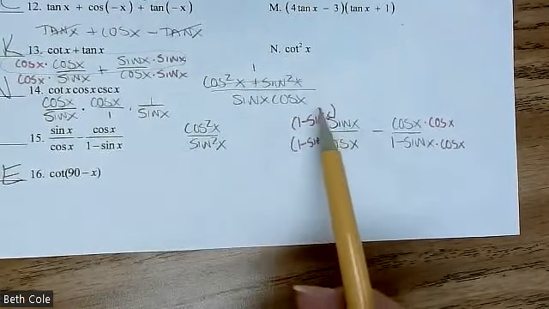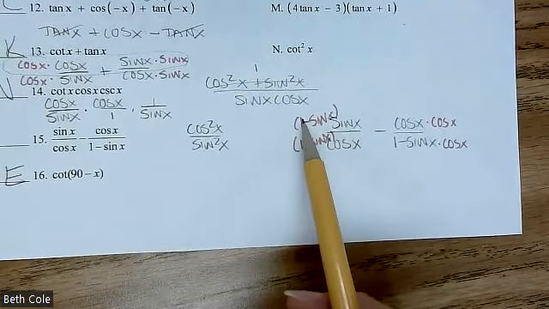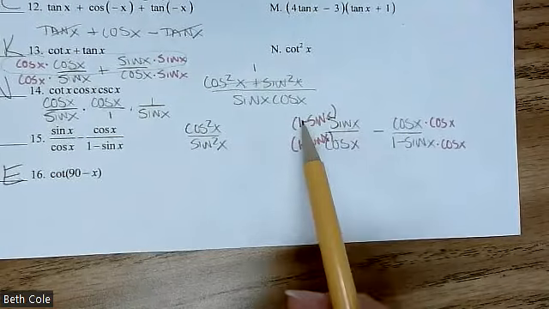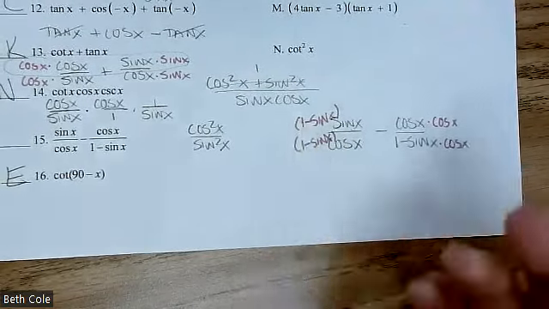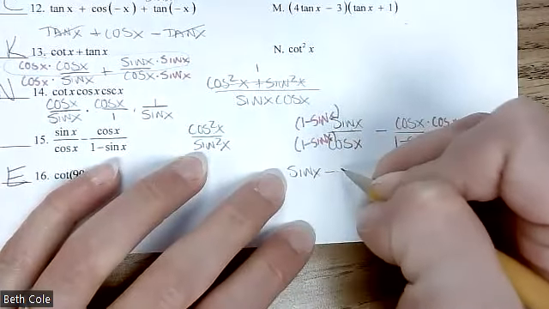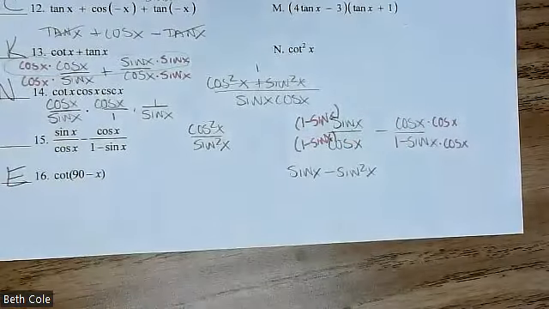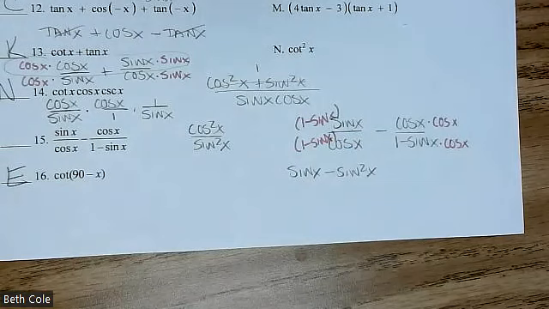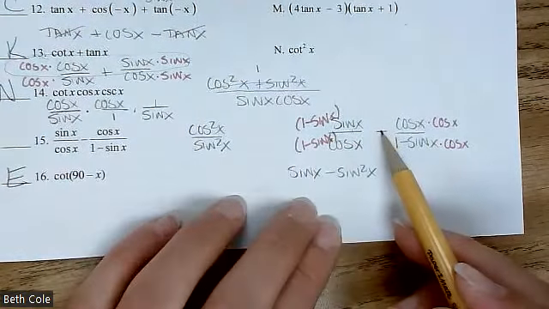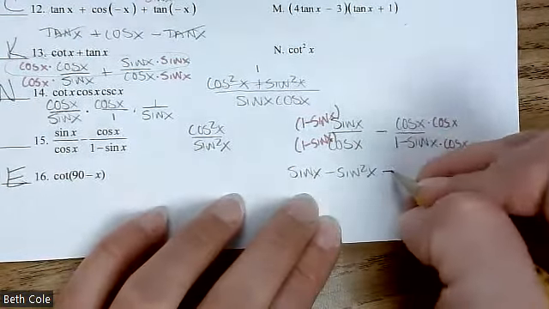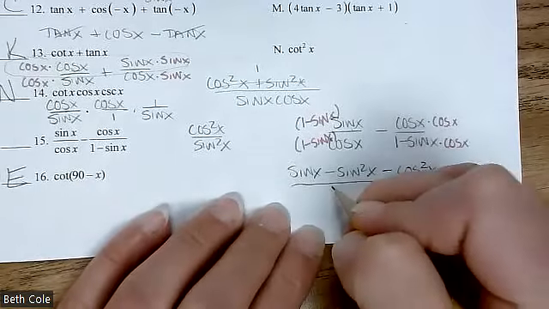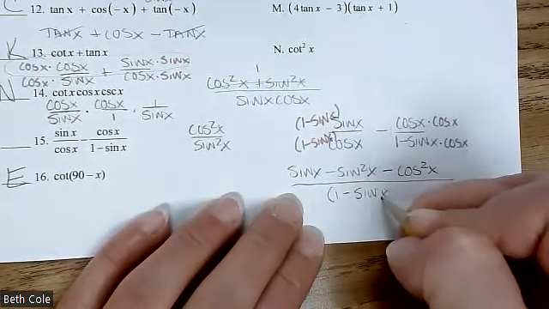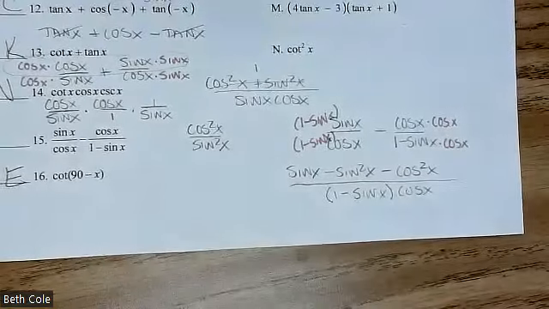So here you have to distribute the sine through there. That's going to give you what? If you distribute sine through these parentheses. Good. Sine minus sine squared. And then this second half would be minus cosine squared. Good. Over your common denominator. Did you say this is disgusting? I would have to agree. It kind of is.